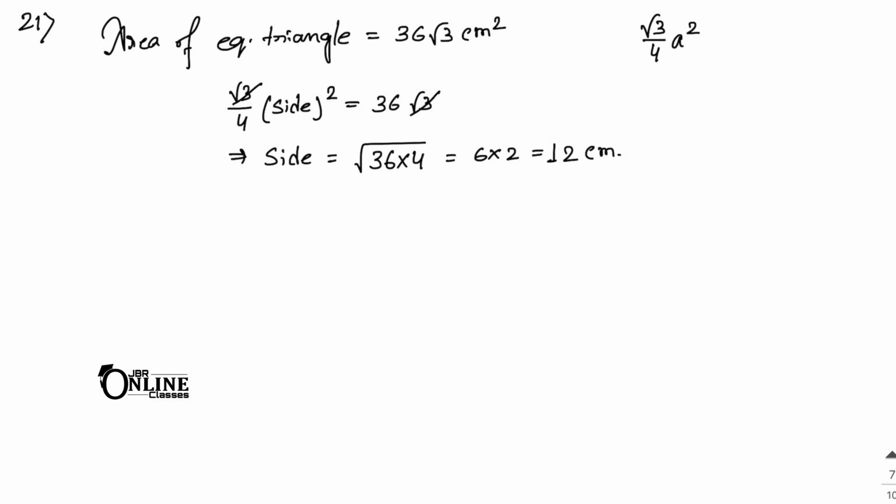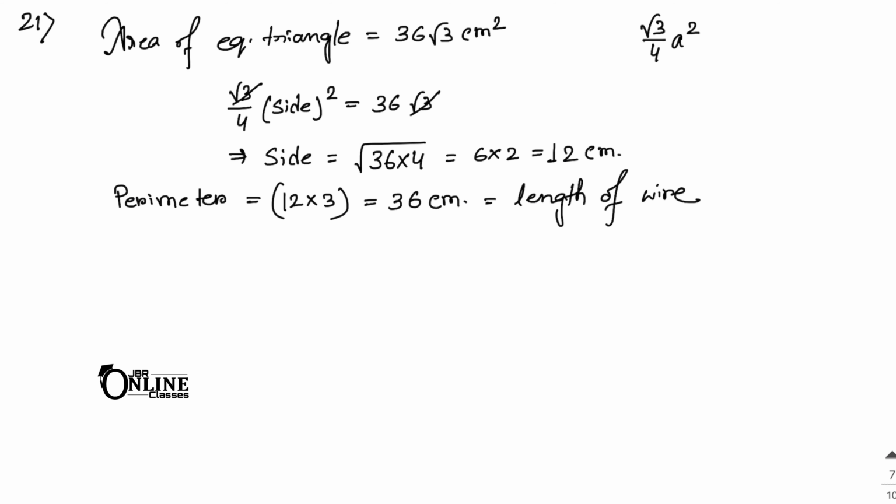Find the area enclosed by the same wire when bent to form a square. Okay, so that means now you have to find out the perimeter, because here the perimeter will be the length of the wire. So here perimeter equal to 12 into 3 as equilateral triangle, so that equal to 36 centimeter, and 36 centimeter is the length.